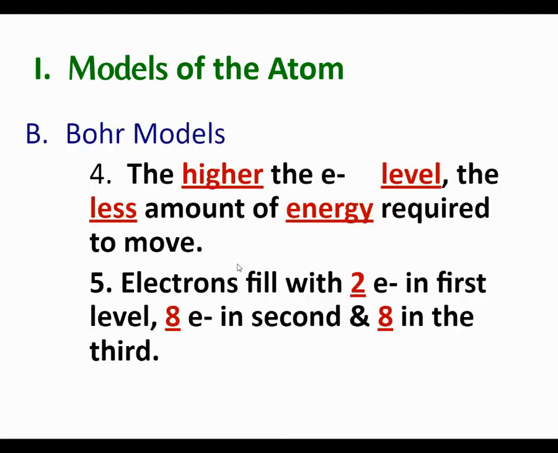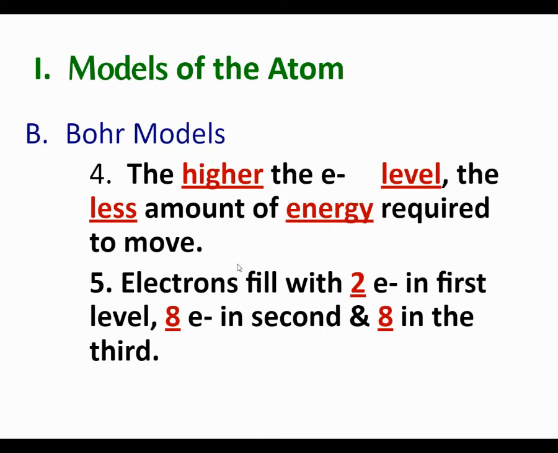So Bohr's model shows that the higher energy levels require less energy to move. Your first energy level holds 2, and then the second is 8, and then the third is 8, and it goes on from there. The two electrons that are closest are least likely to leave the atom or move to another level because of the stronger attraction to the positive nucleus.